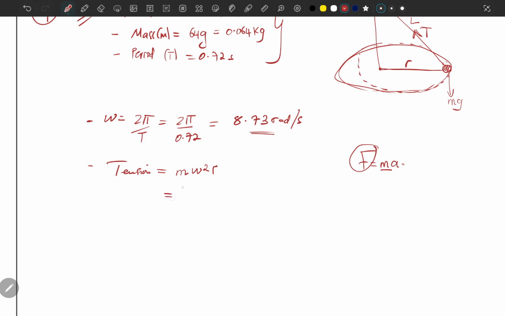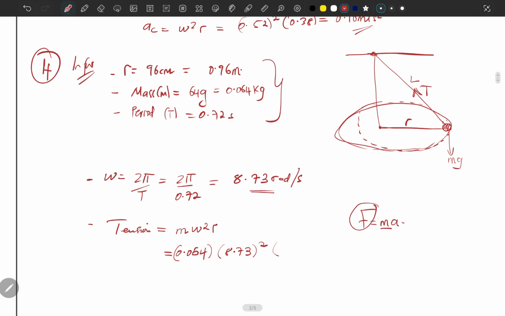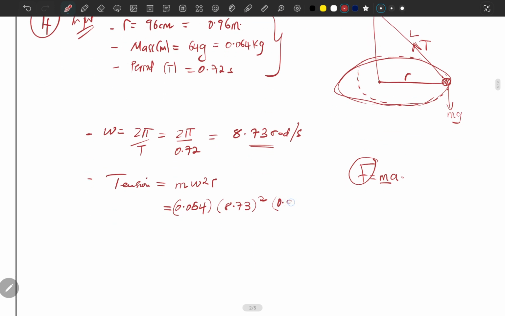So the mass is 0.064, and we have 8.73, square that, and the radius is 0.96. All you have to do is punch this on the calculator, and you should be able to find your tension. The tension in this case is equivalent to the centripetal force. And I'm getting 4.68 newtons as our tension. And you're welcome.